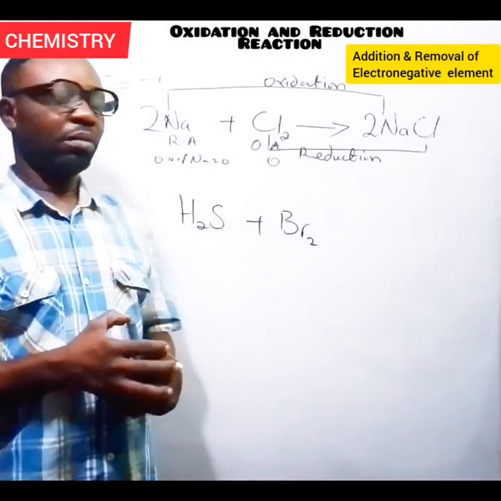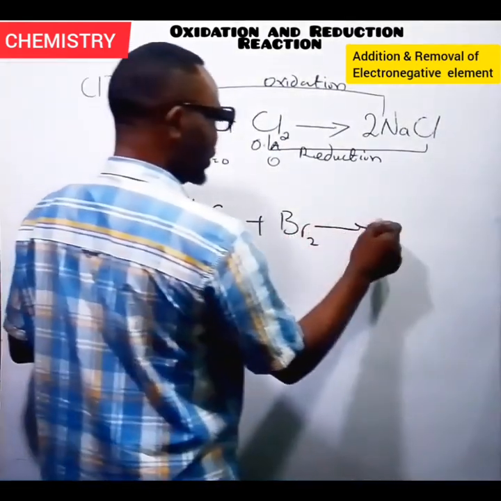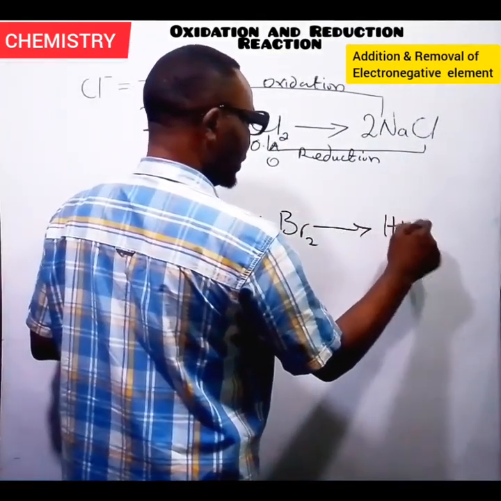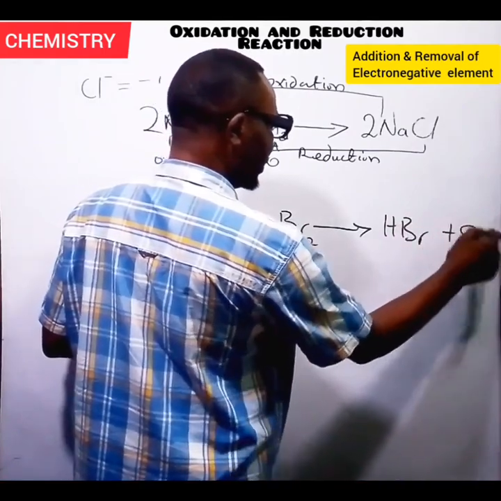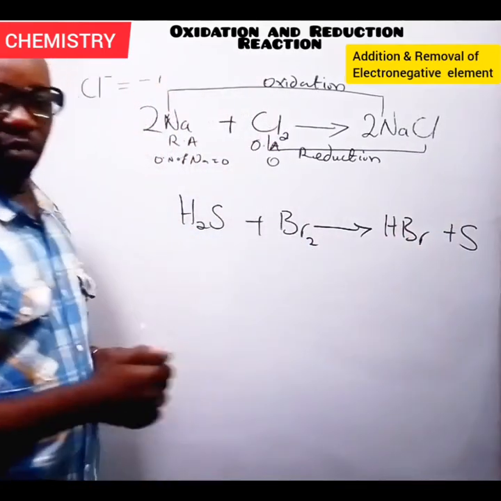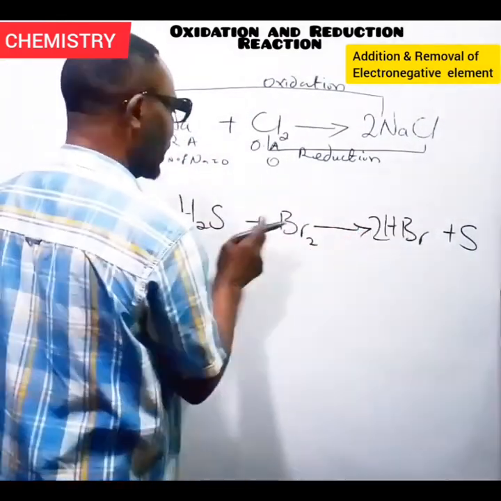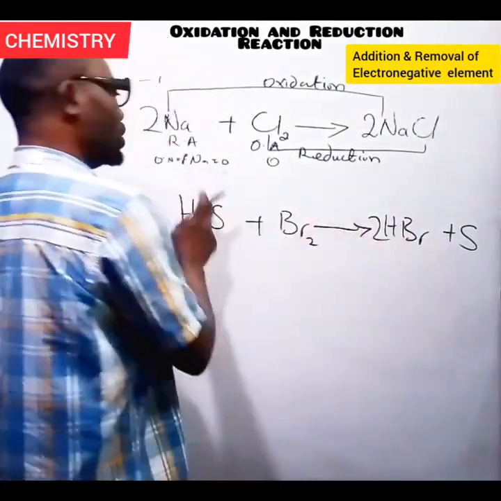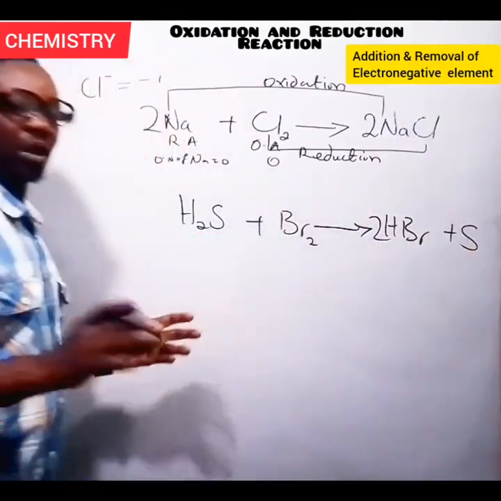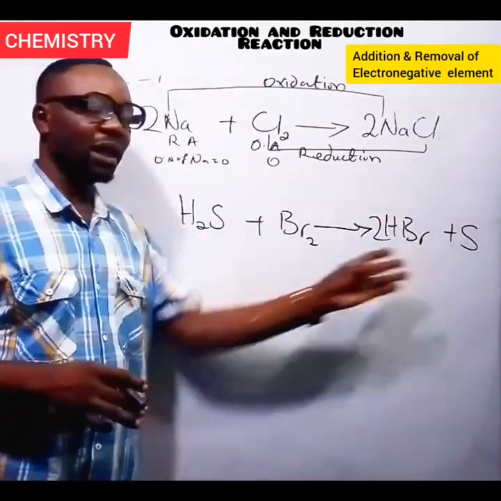H2S plus bromine will give us HBr, hydrogen bromide, plus sulfur. So which is going to be 2, yes. Hydrogen is 2 here, 2 here. Bromine is 2 here, 2 here. Sulfur is 1 here, 1 here. So the reaction equation is balanced.